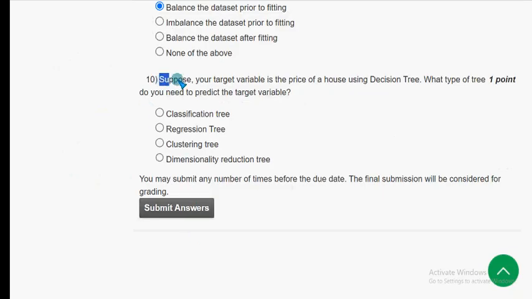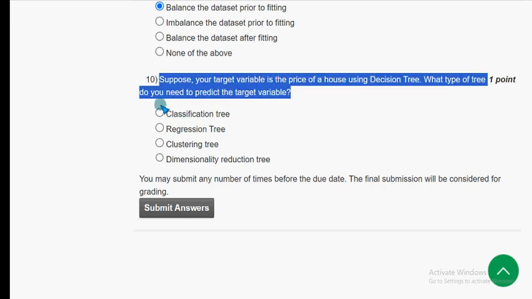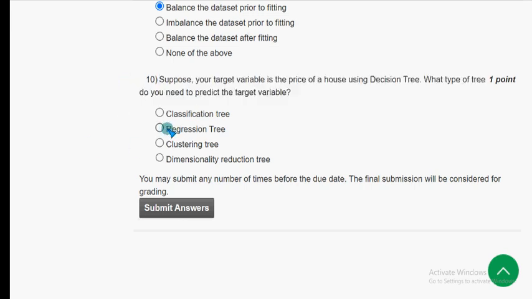So 10th one, suppose your target variable is the price of a house using decision tree. What type of tree do you need to predict the target variable? So for 10th and final question, the probable answer should be second option, regression tree. It should be regression tree.